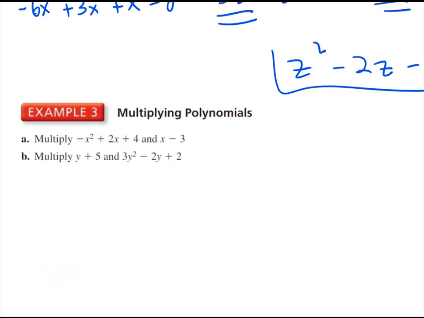All right, example 3 here. So we're multiplying polynomials. Now, whenever you're multiplying polynomials that's more than a binomial by another binomial, I would like to use what's called the box method. So for example here, this has 3 terms and this has 2. So I would make a 3 by 2 box.